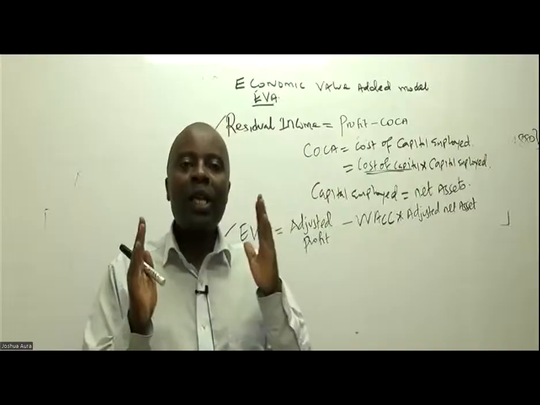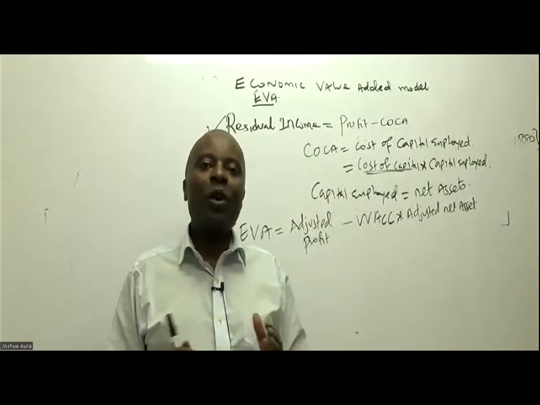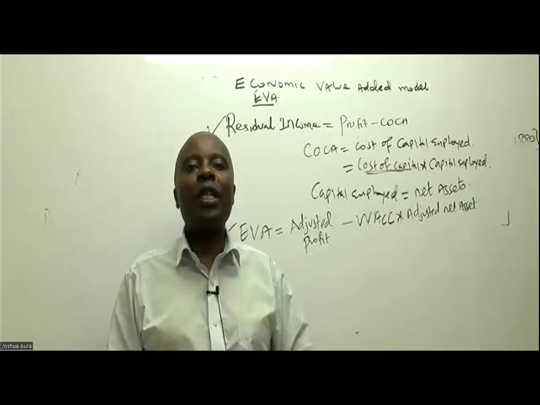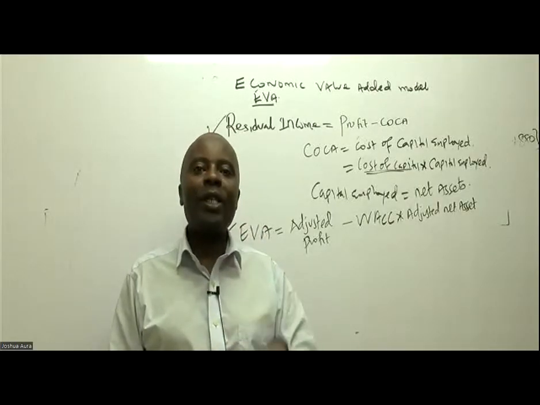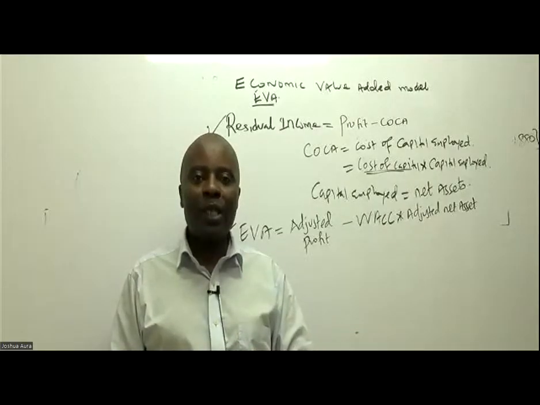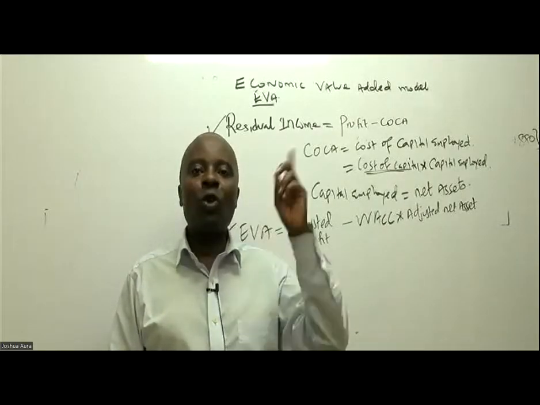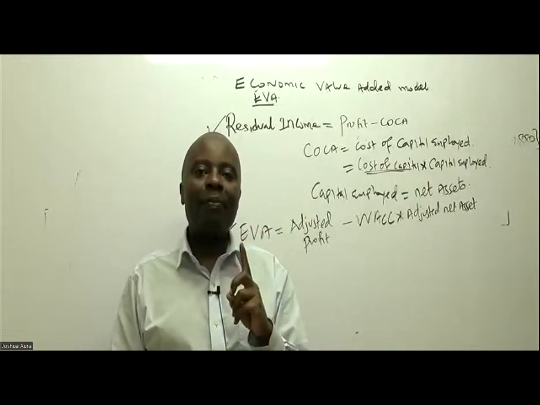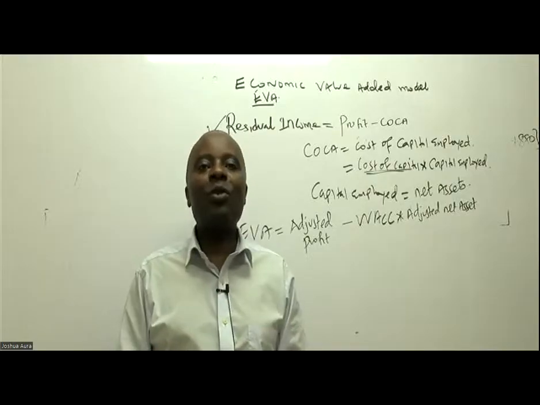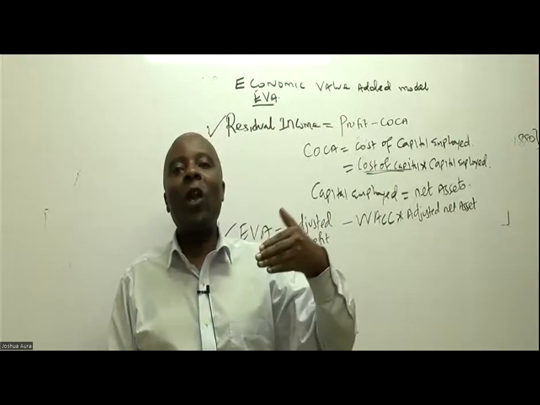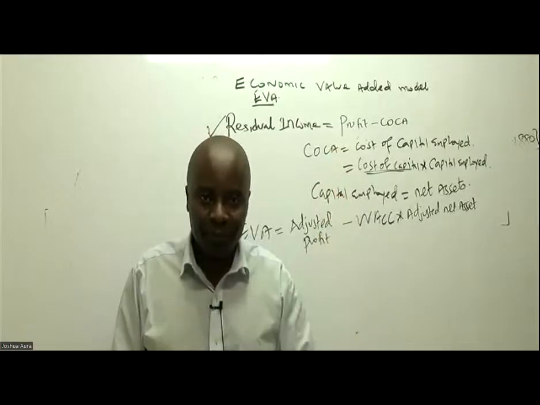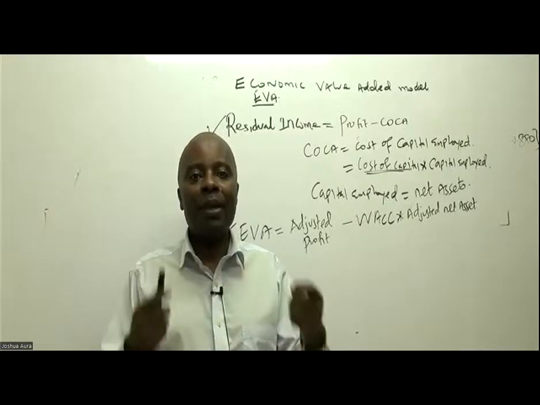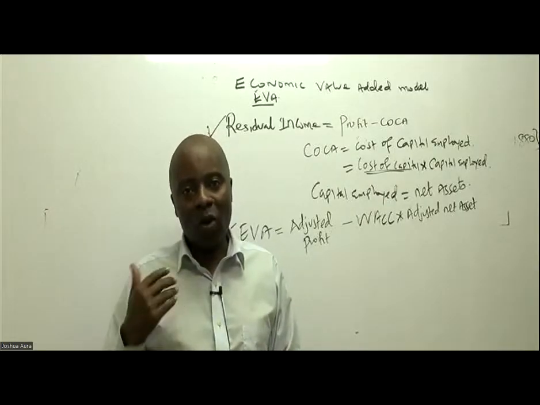So any expense that you incur today which has got future economic benefits, according to the EVA model, you should never punish managers who incur expenses today which have future economic benefits. Never ever punish them. Actually encourage them. And that is why we normally say that EVA is a long-termism model.